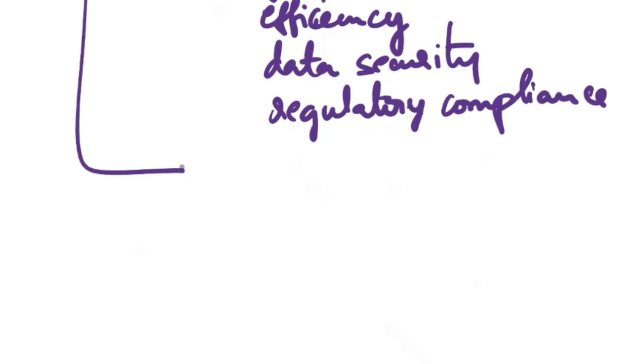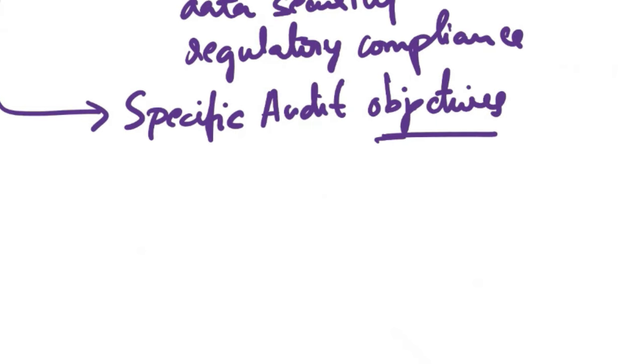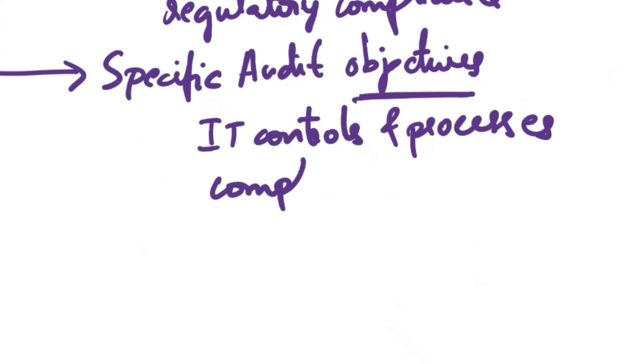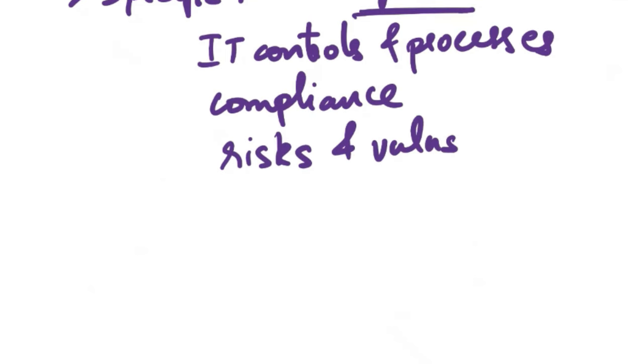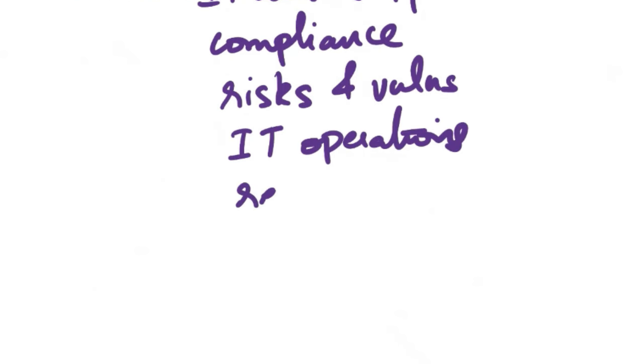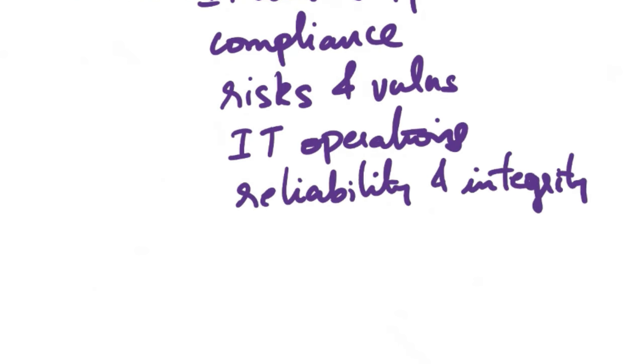The next step is, based on these organizational objectives, you identify specific audit objectives. These are the objectives that the audit aims to achieve. These could include things like assessing the effectiveness of IT controls and processes, evaluating compliance with relevant regulations, standards, and policies, identifying and mitigating security risks and vulnerabilities, reviewing the efficiency and effectiveness of IT operations, and assessing the reliability and integrity of IT systems and data.